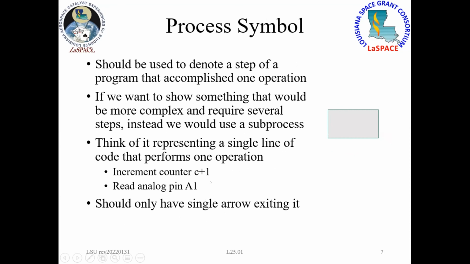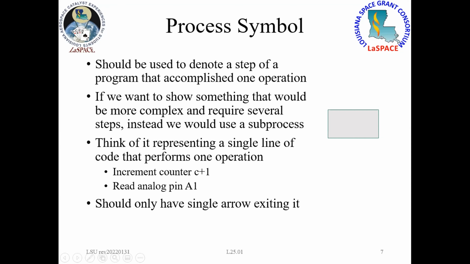The process symbol. So this is where we want to basically only do a single step, right? If it was something that was more complicated, we would probably want to use the sub-process symbol, or we would want to divide the step up into multiple blocks. So a good way to think of this is the sort of operation that is a single line of code. I'm incrementing the counter C by 1. I'm reading the value of analog pin A1.